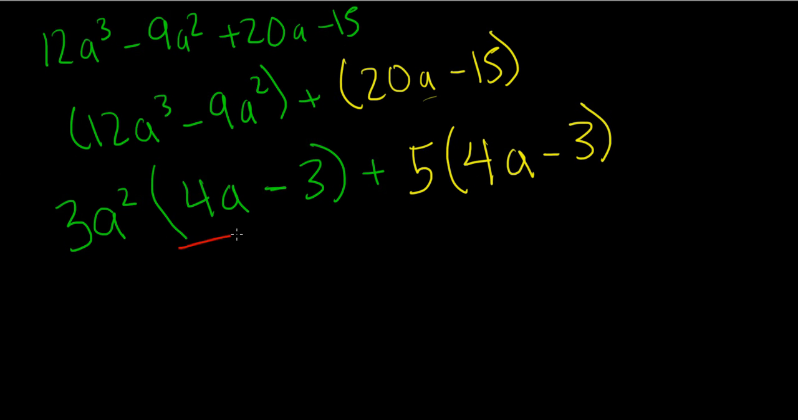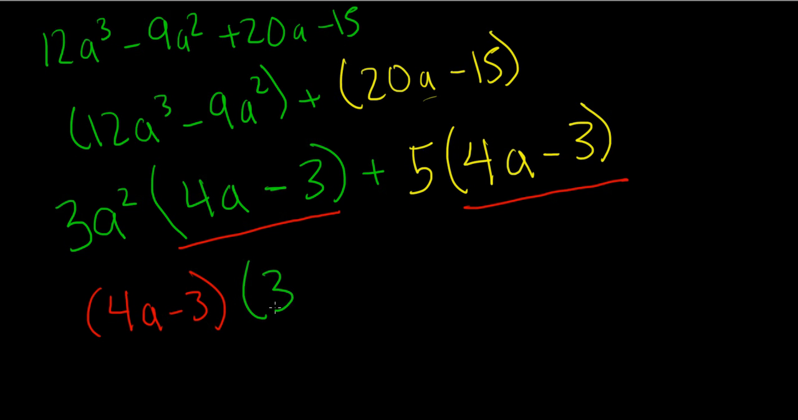So our common factor now, as we can see, we have 4a minus 3 in both of the binomials. So we want to factor it out. So we have 4a minus 3. Now if we were to take away a 4a minus 3 from 3a squared times 4a minus 3, we would only be left with a 3a squared. And if we were to do the same thing with the 5 times 4a minus 3, we would only be left with a plus 5. So this would be our final factorization.